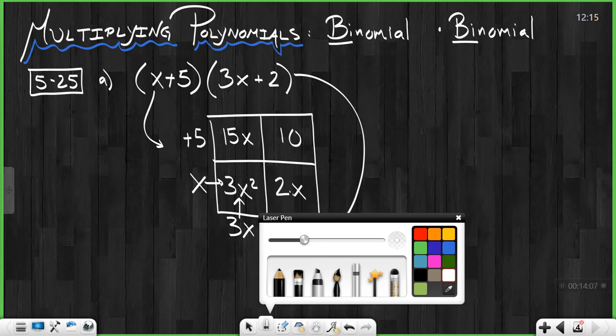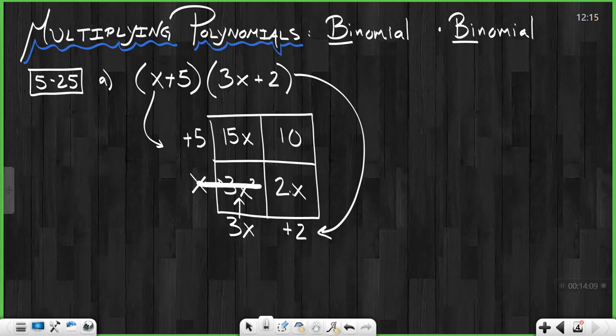All right, so we can see x times 2 gets me 2x. We can see 5 times 3x got me 15x. We can see 2 times 5 got me 10. Those are the pieces that we're looking at.